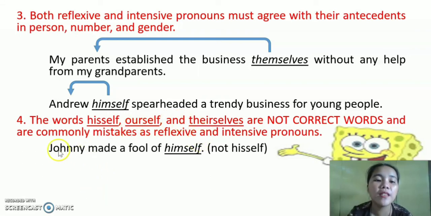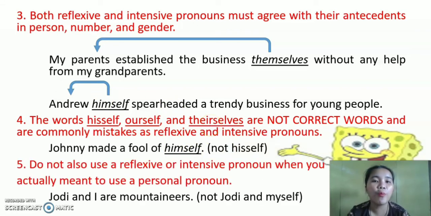So, example sentence here: Johnny made a fool of himself. So this is the right compound pronoun to put, okay? Or the right intensive reflexive pronoun to put, not "hisself," because there's no such word as "hisself." It's "him" there, then "self," himself, because Johnny is a male. So "him," not "his." Remember that, class. Meaning, three words. Okay? Take note of this.